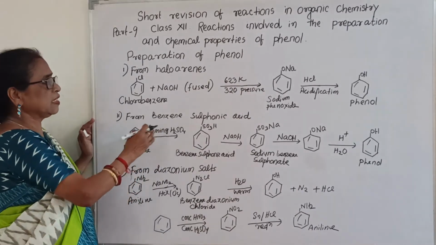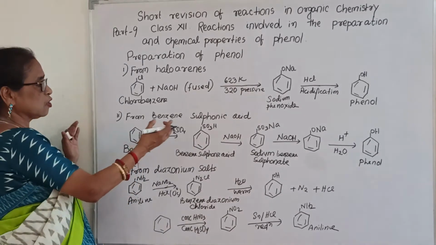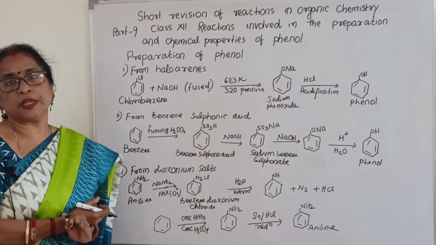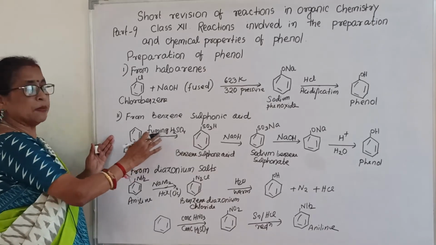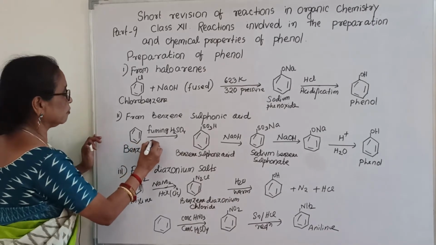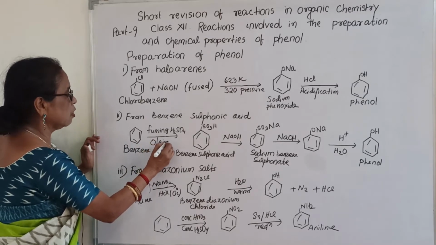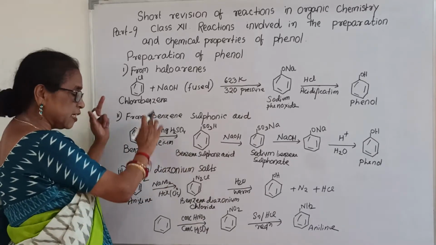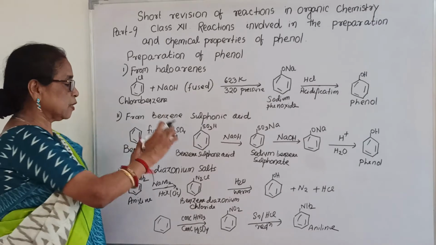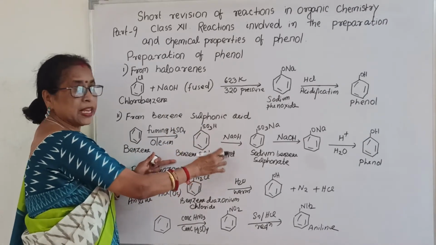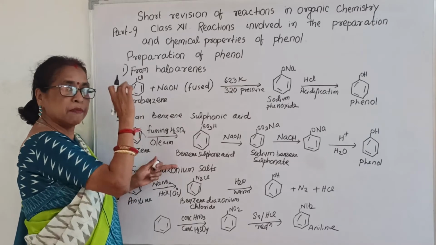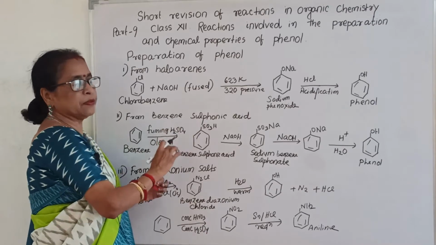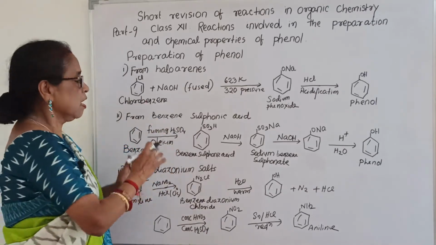The next is from benzene sulfonic acid. What is meant by benzene sulfonic acid? How can you first prepare benzene sulfonic acid? You take benzene, then fuming sulfuric acid, that is called oleum. When treated with fuming sulfuric acid, it gives benzene ring with SO3H. What is that name? Benzene sulfonic acid. That means when benzene is treated with fuming sulfuric acid, that is oleum, it gives benzene sulfonic acid. Now then what to do?